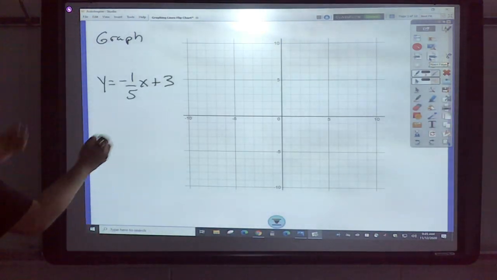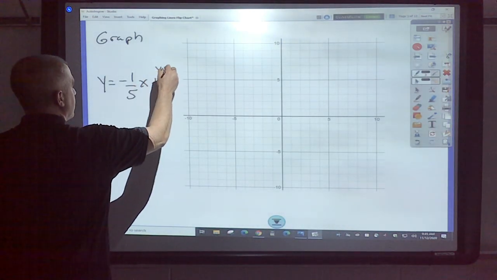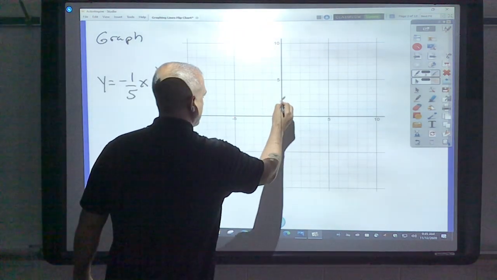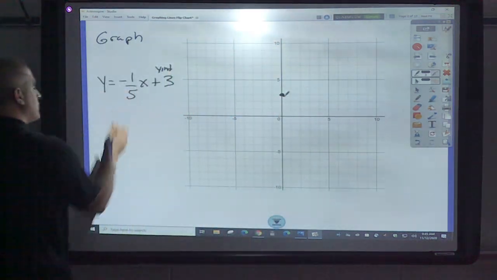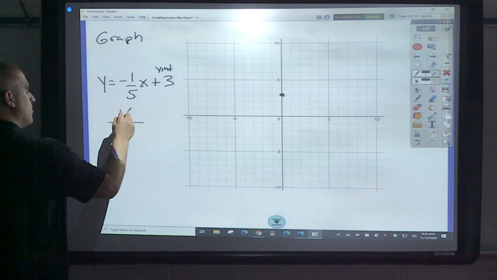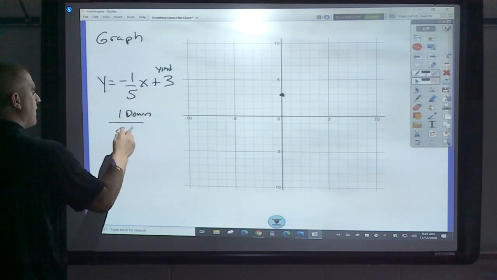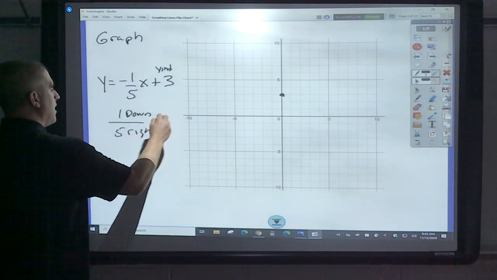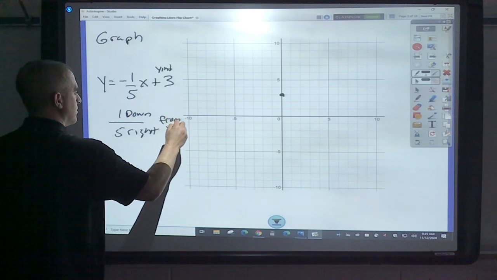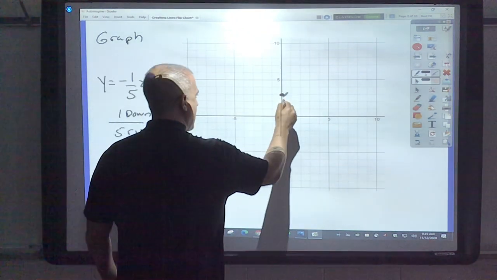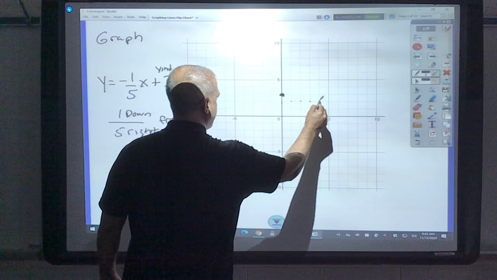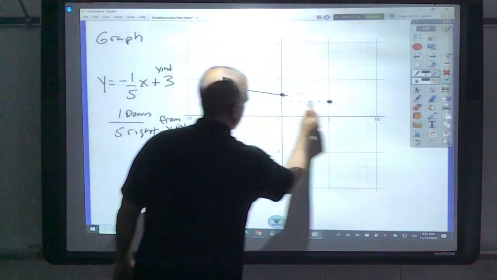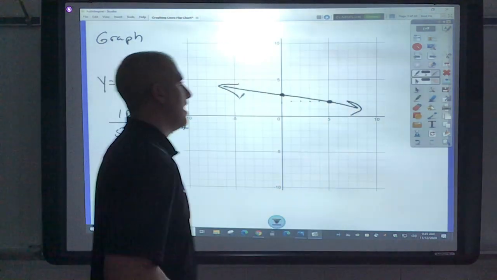All right, so let's look at this one. The y-intercept here would be +3, so 1, 2, and 3. When I look at the slope, the negative tells me 1 down, 5 right from the y-intercept. Okay, so 1 down, 1, 2, 3, 4, 5 right. Connect the dots, you got yourself a line.